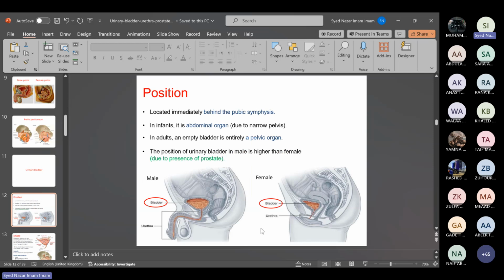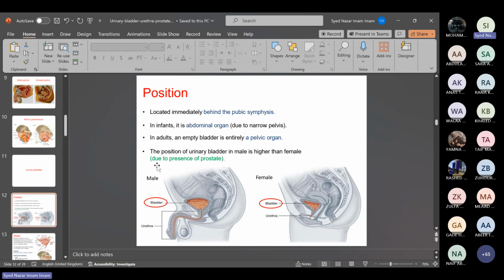Now let's see the urinary bladder. What are the things you need to know? Where it is located, what are the anterior and posterior relations, what are the different parts of the urinary bladder. So where is it located? It is located behind the pubic symphysis. It's a pelvic organ, but in infants, it may be in the abdomen. So forget about the infants. Just remember that it is a pelvic organ.